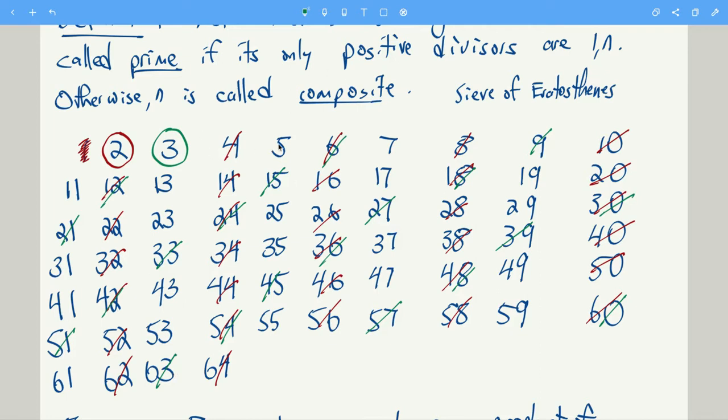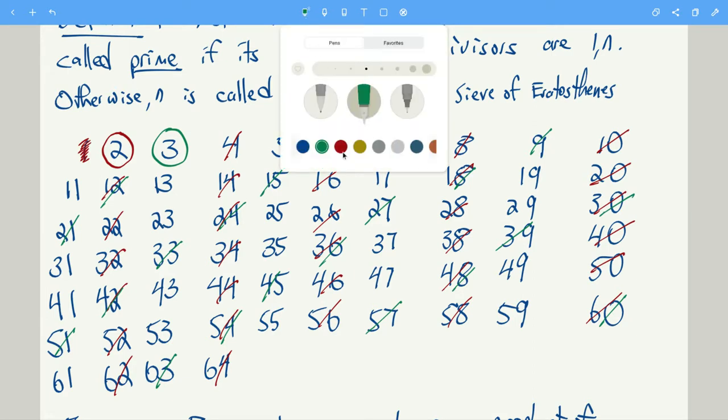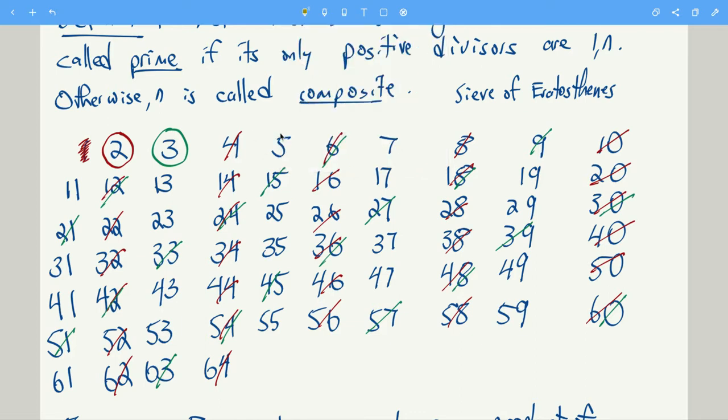And now we look at our next number that's not crossed out, which is 5. Now 5 is a multiple of 1, 5 is 5 times 1, but it's not a multiple of 2 or 3, or else it would have been crossed out already. So it also must be prime. Give it a circle.